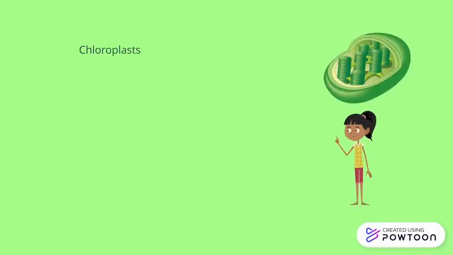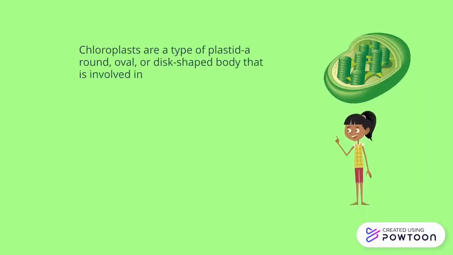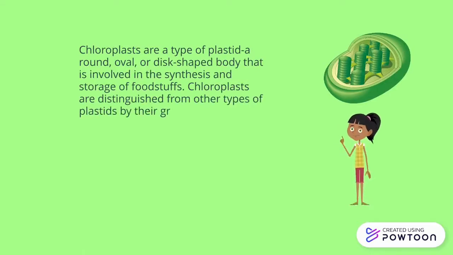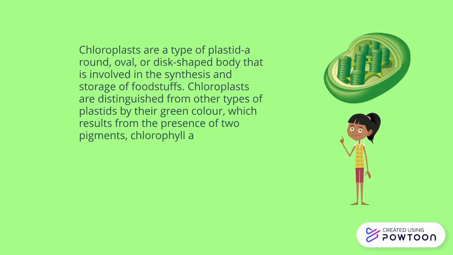Chloroplasts are a type of plastid, round, oval or disc-shaped bodies involved in the synthesis and storage of foodstuff. Chloroplasts are distinguished from other types of plastids by their green color, which results from the presence of two pigments, chlorophyll A and chlorophyll B.